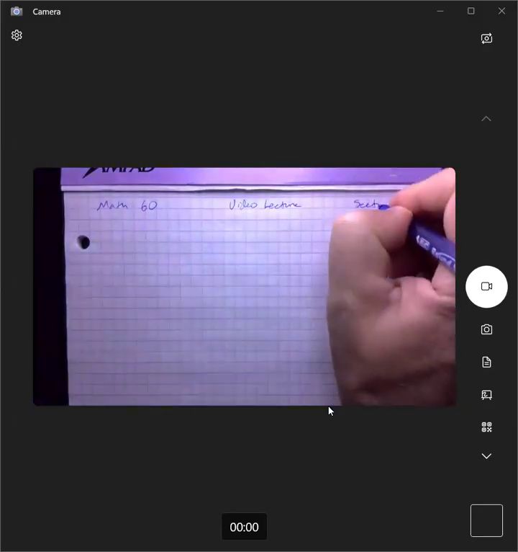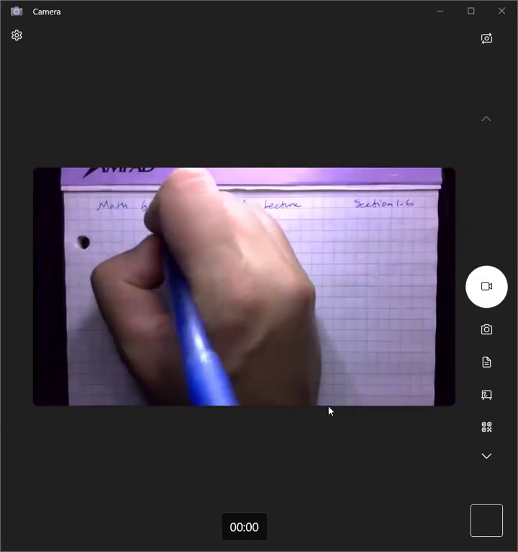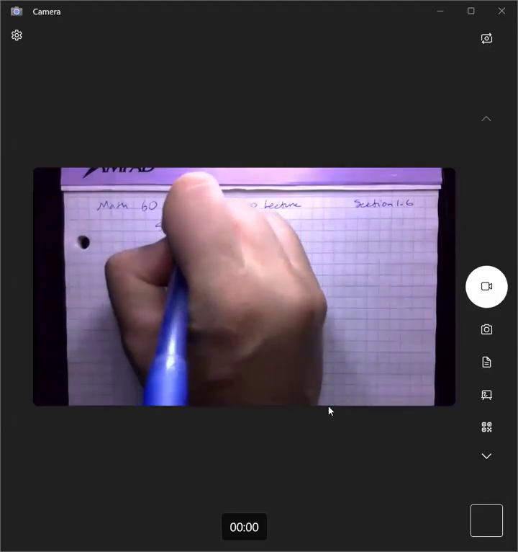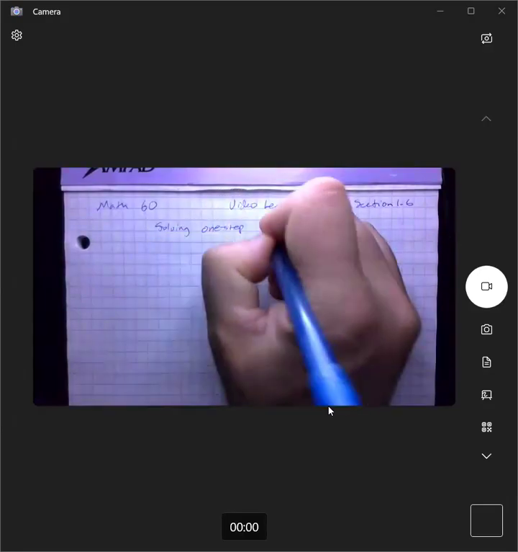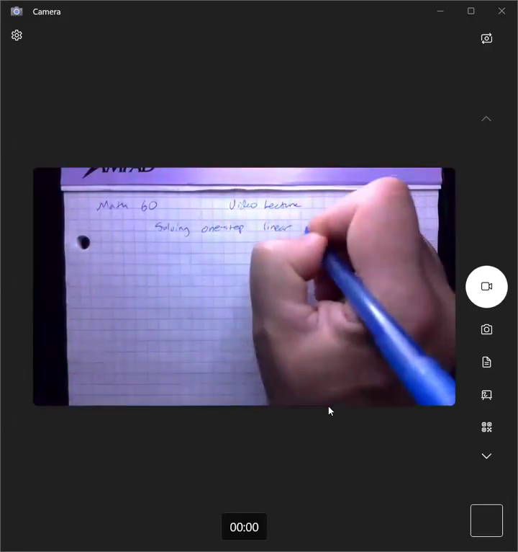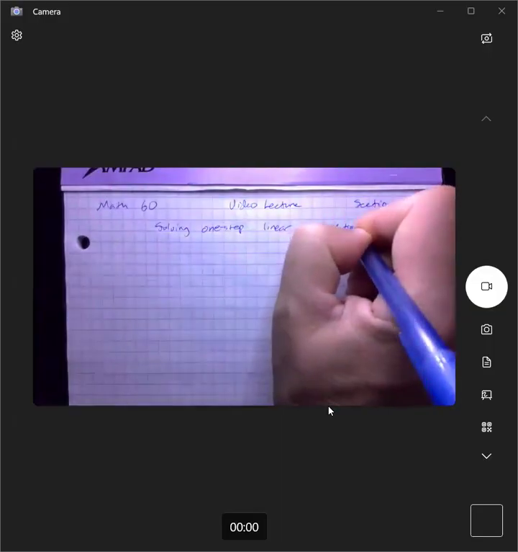This is section 1.6, solving one-step linear inequalities.